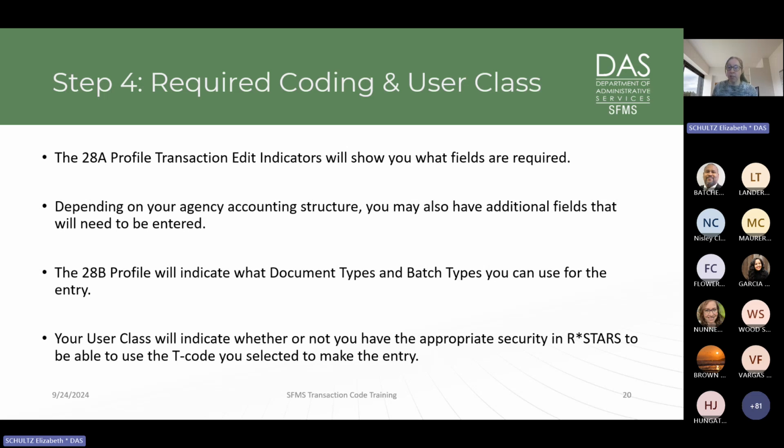You might need to enter an index. Not all agencies use that, so just be aware of what you need to have as required coding on the transaction. The 28B will tell you the document types and batch types you need to use. And then your user class will indicate whether or not you have the appropriate security in RStars. We'll go through this later today, but you can use that T-code spreadsheet to help you find out what user classes are allowed with each T-code as well. So you can make sure that you have the security to make that entry.